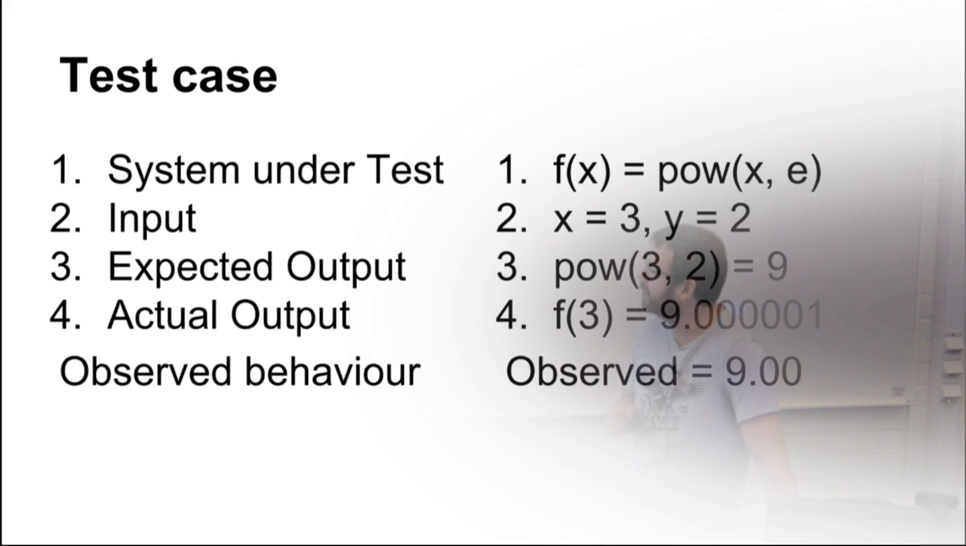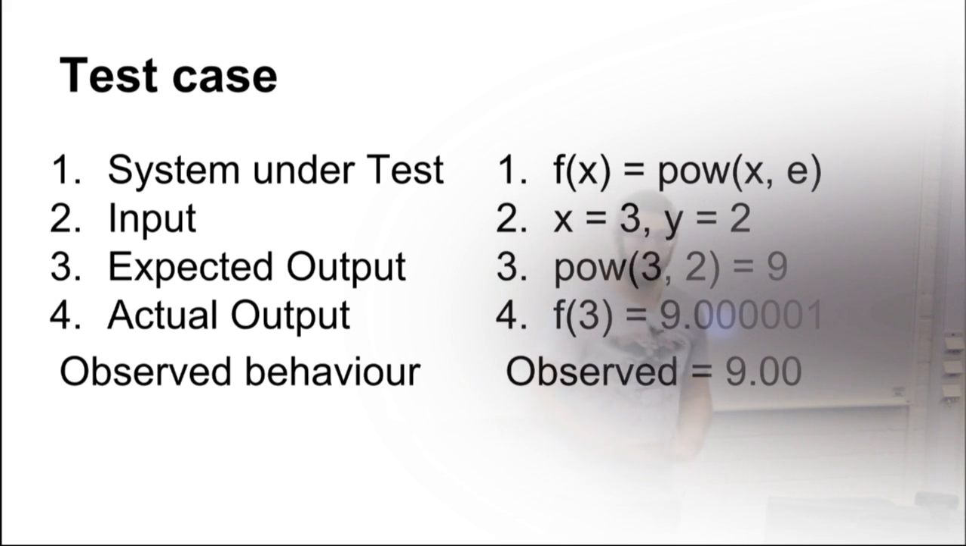And in this case, we get almost 9.000001. Could be some kind of approximation error. Could be a faulty if statement. Could be many things. But this is what we get. But actually, if we have a user interface and we observe this value through that user interface, perhaps we are capping the number of decimals. So we only show the 2 here. So we're not seeing this bug.